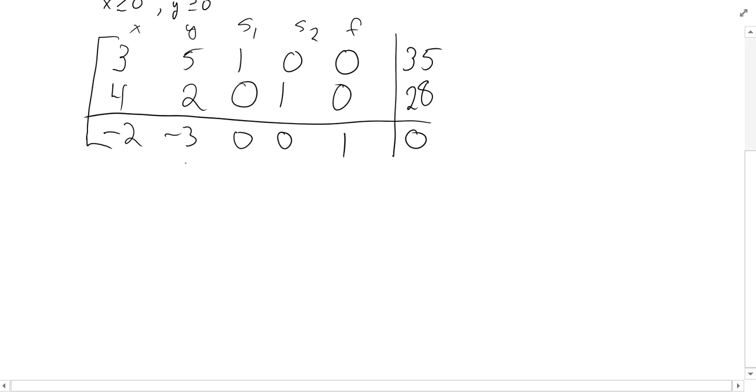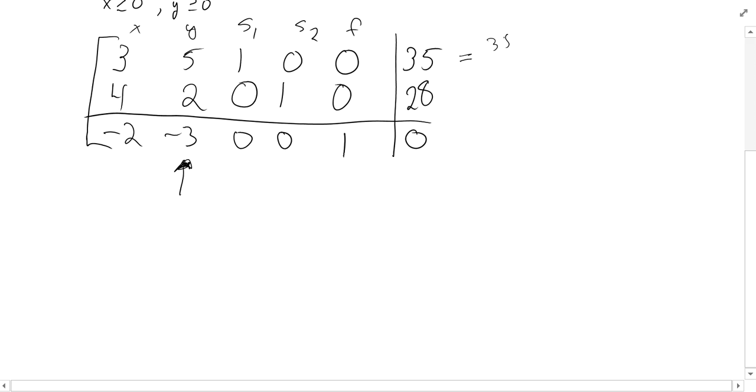To find the pivot, we find the column by looking at the value with the largest negative number. It's technically the smallest number, but it's the largest in absolute value negative number in that bottom row. So the negative 3 is the one I'm looking for. The y column is my pivot column. To find the actual pivot, I want to take the values here at the end.